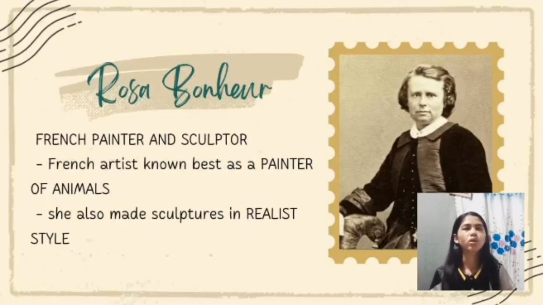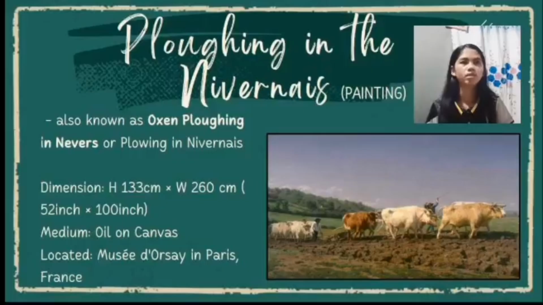Let's move on to the next artist, who was known best as a painter of animals, no other than Rosa Bonheur, a French painter and sculptor, and she is one of the most accomplished female realist painters in the 19th century. Her most notable artwork is Plowing in Nivernais, also known as Oxen Plowing in Nivers or Plowing in Nivernais.